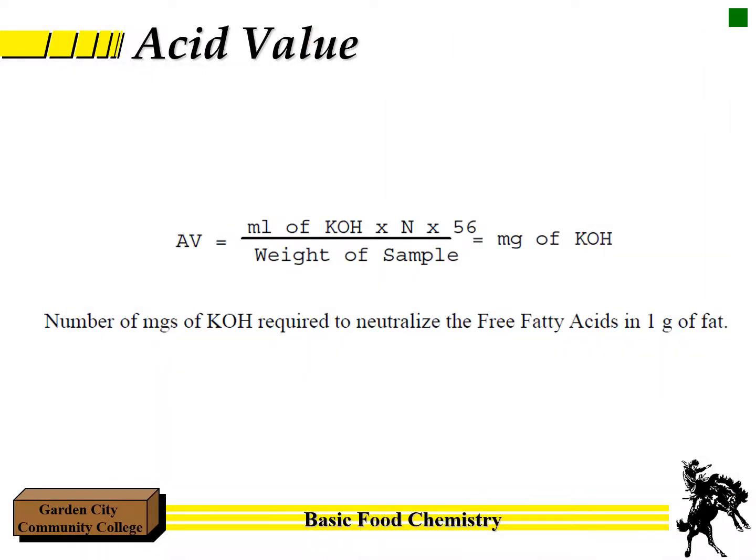So you can see the actual acid value, how you're going to do it. Basically, you've got the weight of your sample, so many milliliters, and then divided by the weight of the sample. Then you're looking at the number of milligrams of KOH that's required to neutralize the fatty acids in 1 gram of fat.